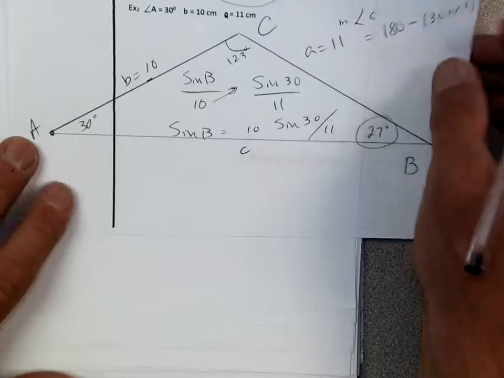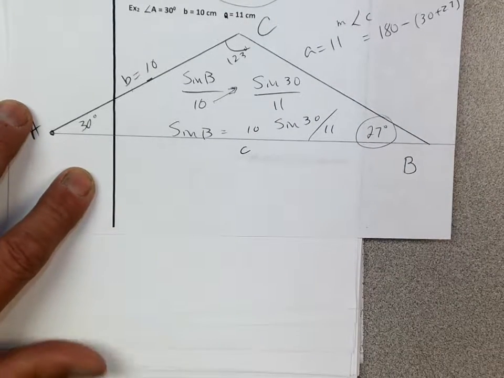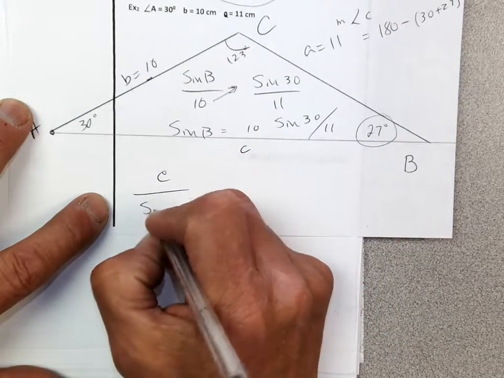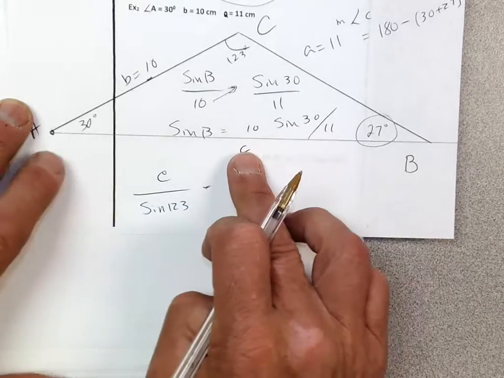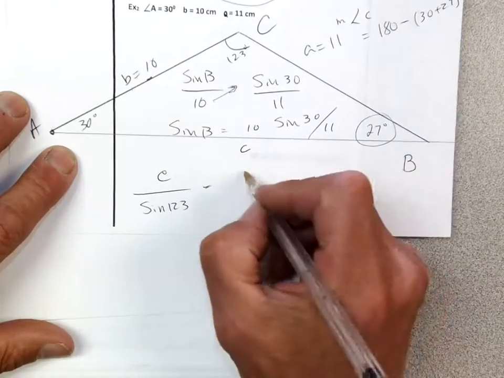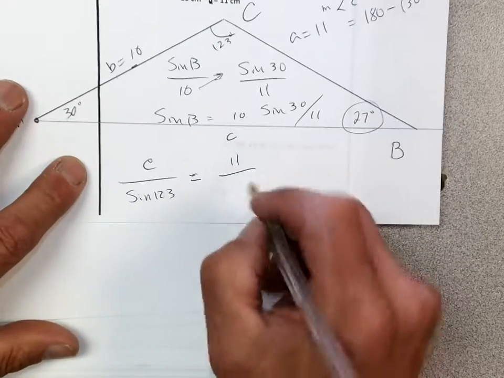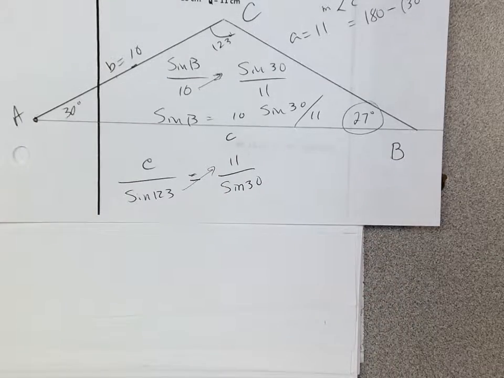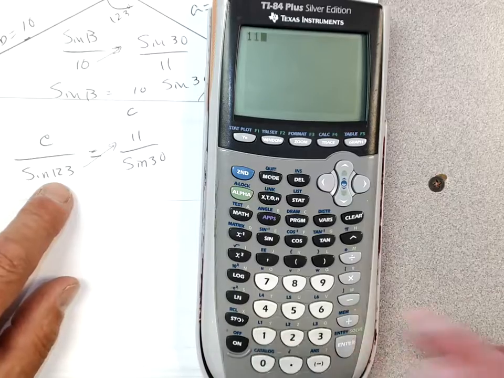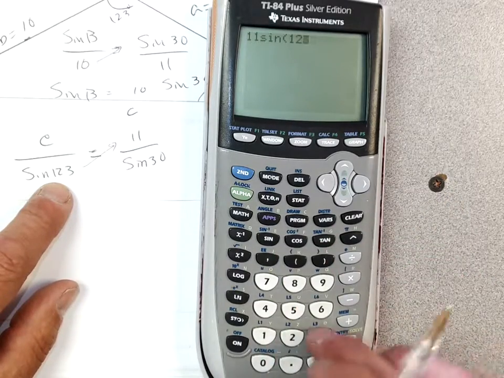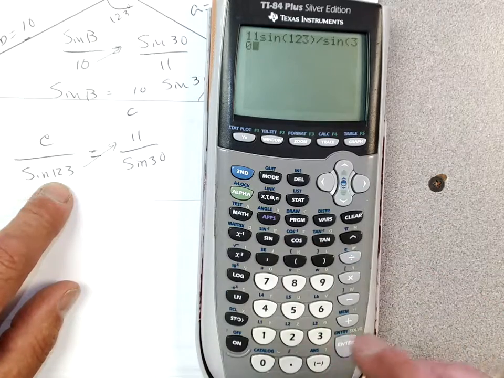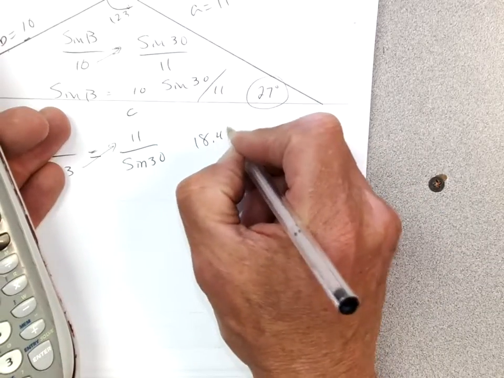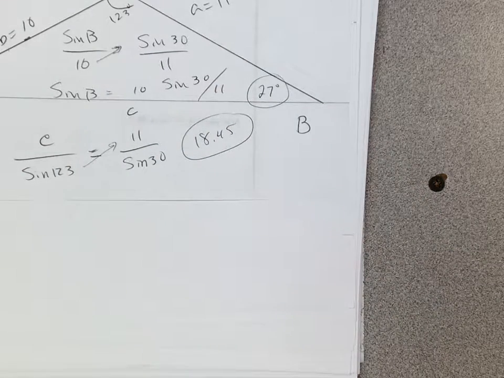I always like to write down what I want to find first. Does that make sense? I want to find c. So go c over the sine of 123 equals, you ready? 11 over the sine of 30, right? The opposite thing? Yeah, the opposite thing. 11 over the sine of 30. And then we'll cross multiply, okay? So we'll go 11 sine 123 divided by sine 30, and we get about 18.45. Not too bad? Everybody okay with this? Yes.